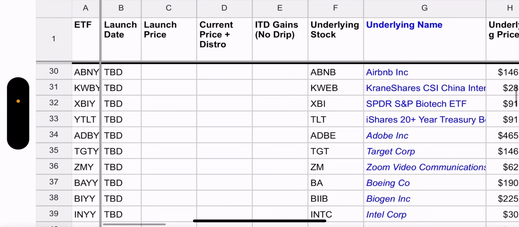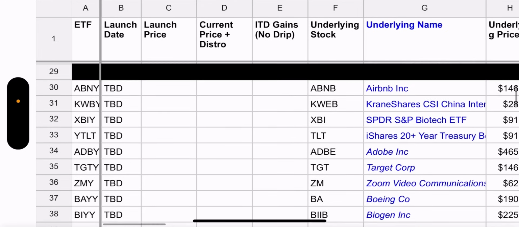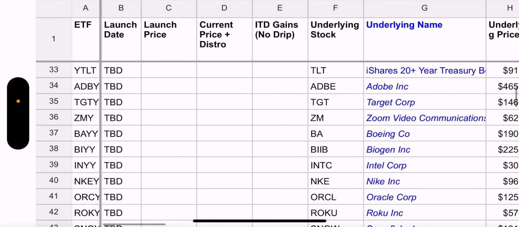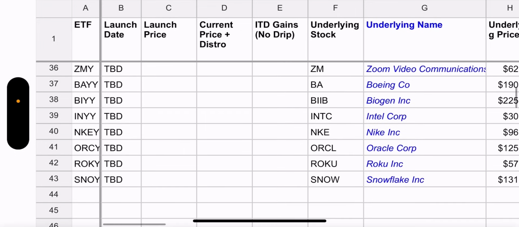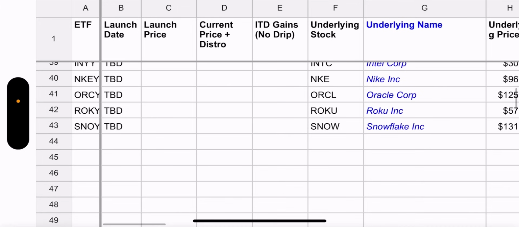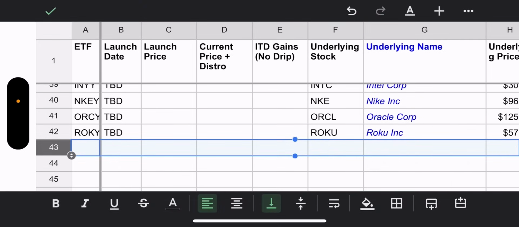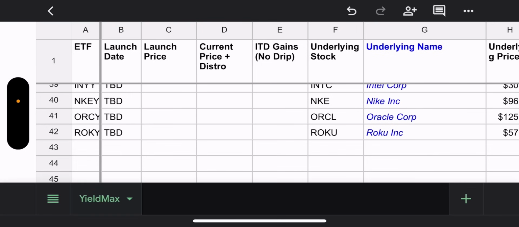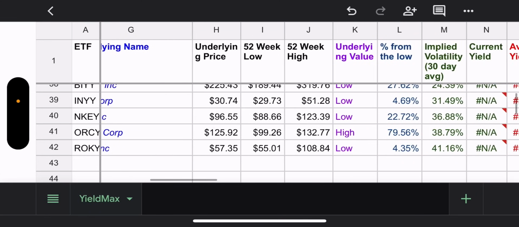Oh yeah, down here, these are just the ones that I saw that they filed. Something to look forward to. Adobe, maybe. I love Adobe. Target, Zoom. I don't know about Zoom. Boeing, hell no. Intel, I don't know. Nike, no thanks. Well, Snowflake, I could delete Snow. Snow is official. Delete. All right. Roku, maybe, man. Roku's really good. They're a solid company.